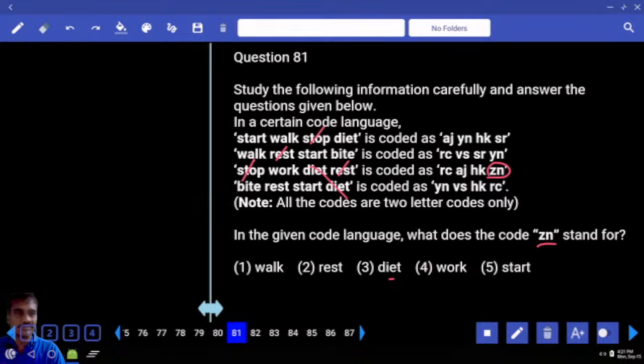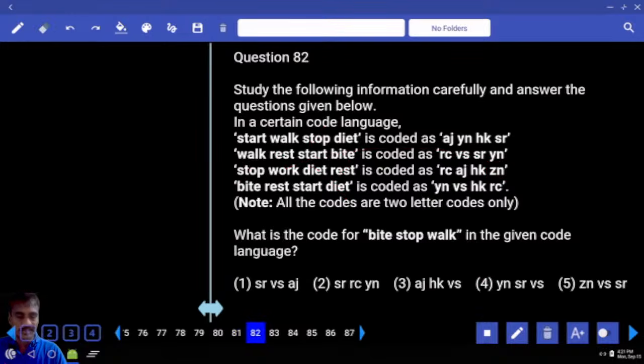All the 3 are common, isn't it? Then obviously one will be left over. And that one, that work. Work is what? Work is Zn. The code for work is what? Zn. Because the words are common, obviously codes will be common. Left over will be the word work. Code Zn will be left.